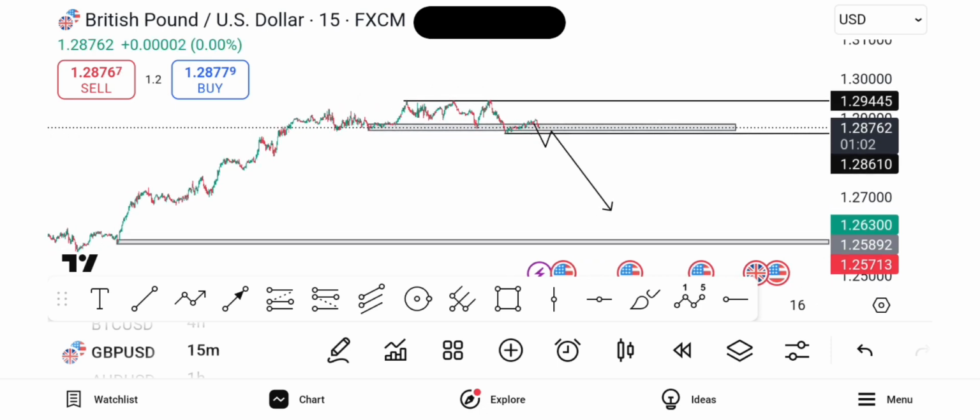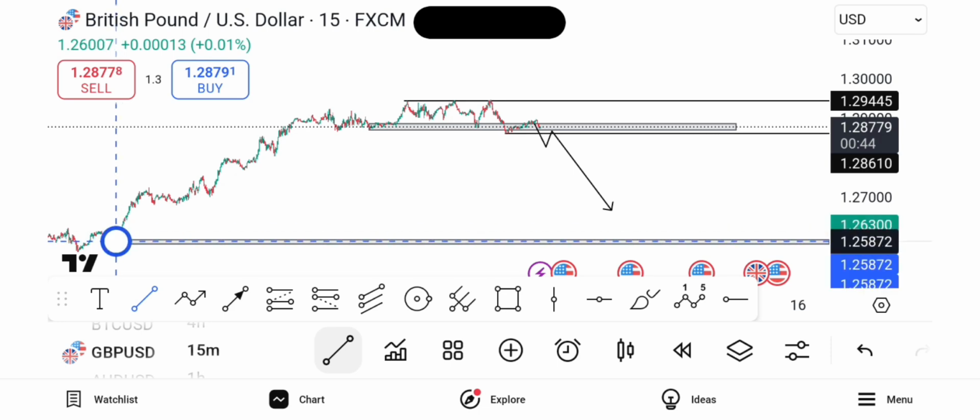Then it won't be hard for you to get interest, or to draw a support and your trend line. It won't give you a hard time. So let's draw our resistance. Let us draw our trend line.